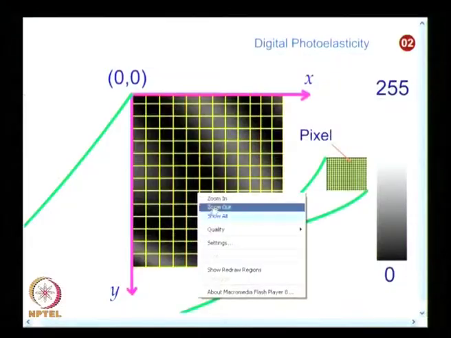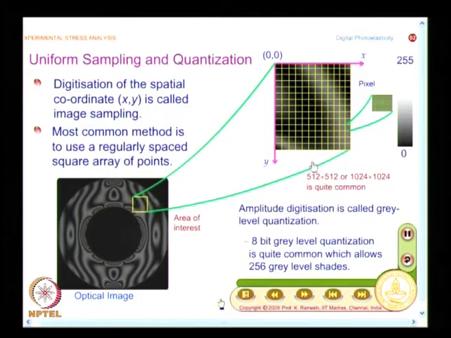Okay. And what you have here is the spatial discretization, which could be an array of 512 by 512 or 1024 by 1024. Now, much higher spatial resolutions have come, but what is quite common is 512 by 512 or 1024 by 1024. And once you have a picture element, which is abbreviated as pixel, you provide a number between 0 and 255, and this has come from 8 bit gray level quantization. If I have 16 bit, I will have many more divisions, but 8 bit is very common.